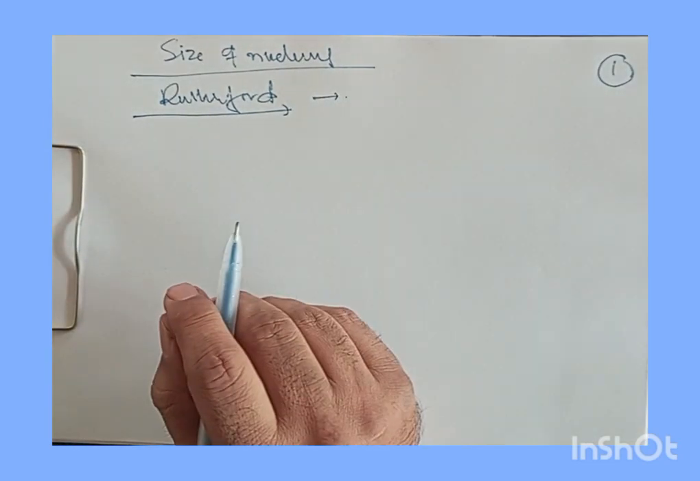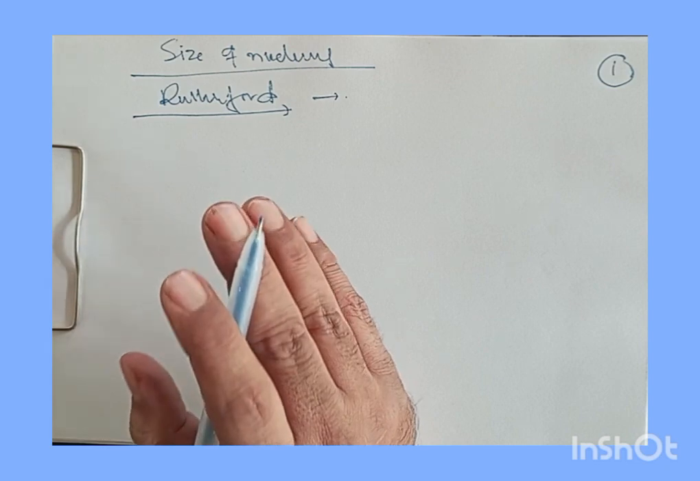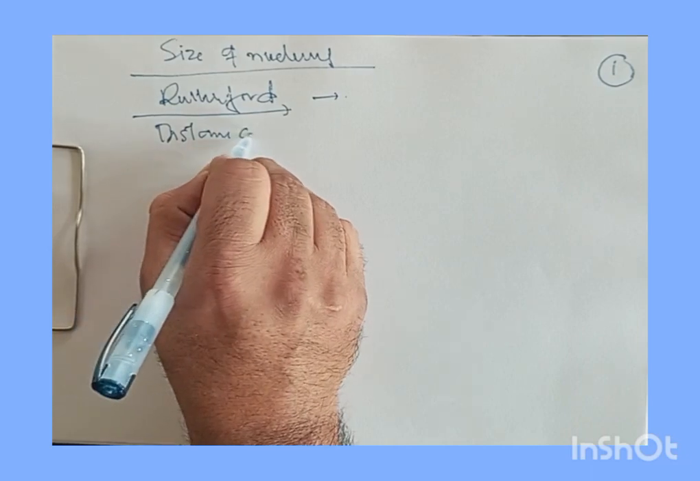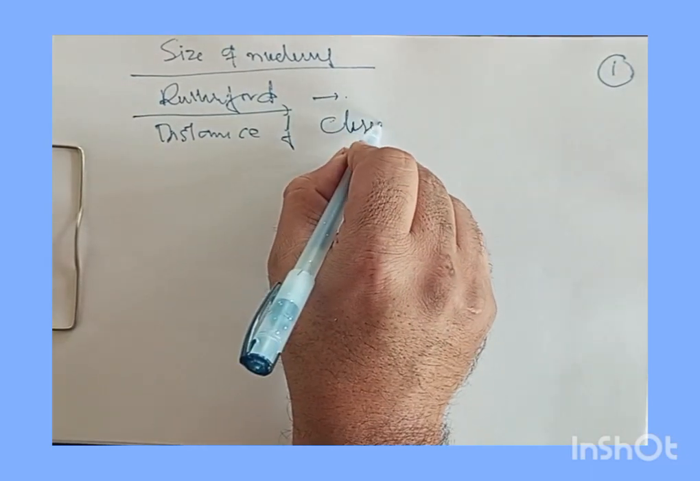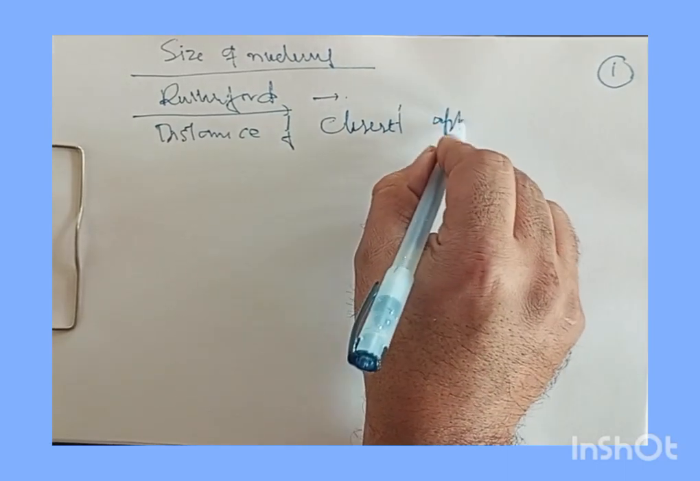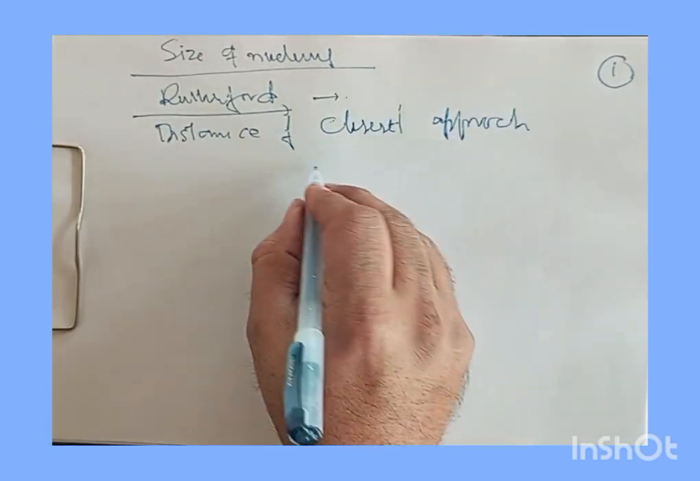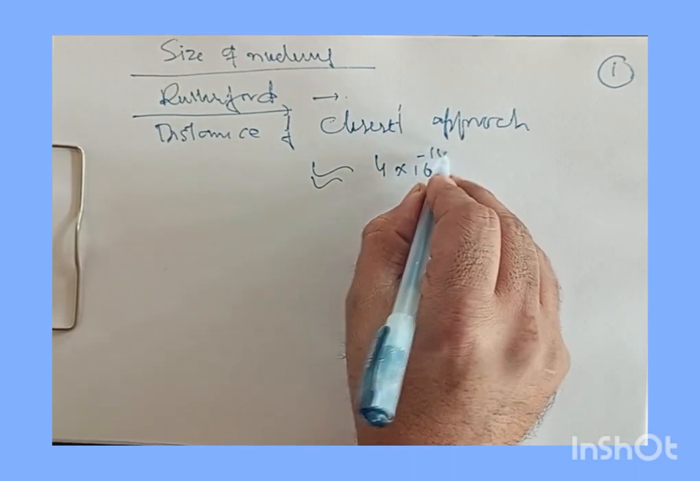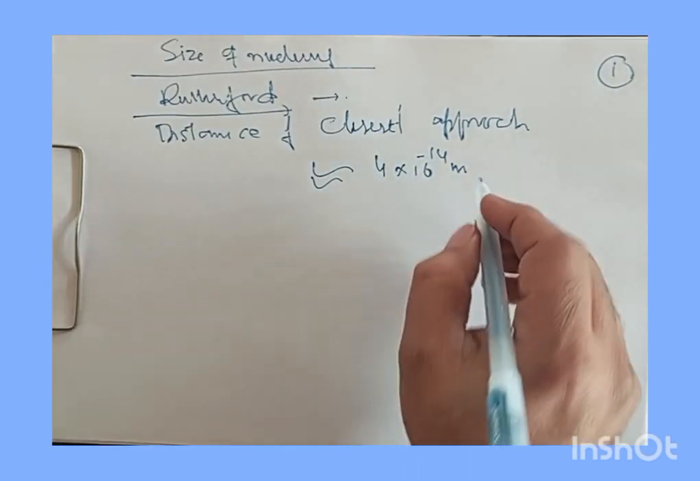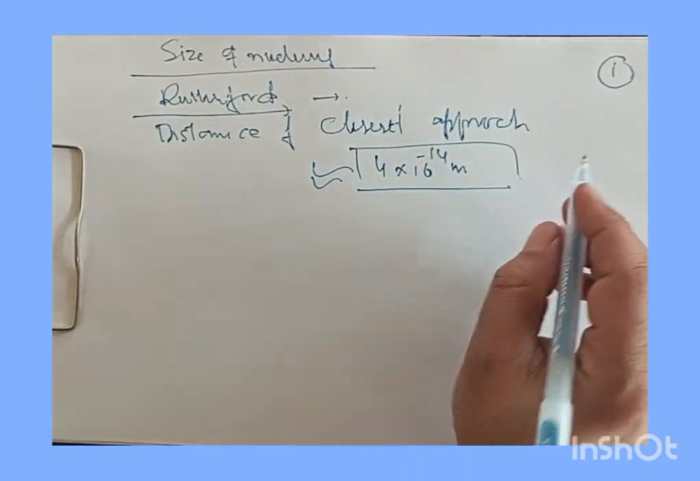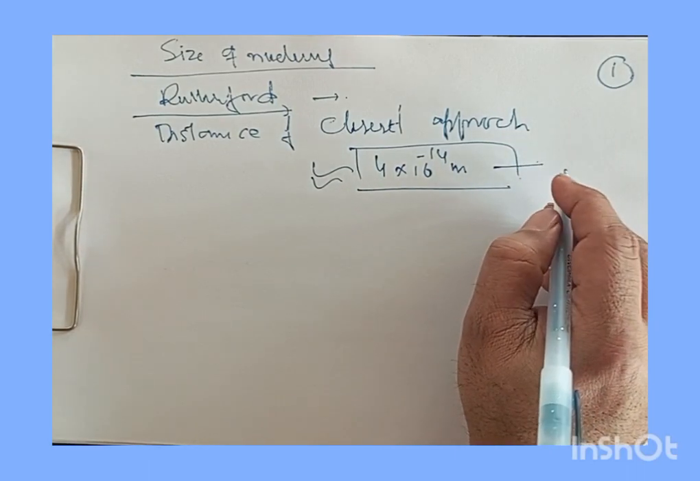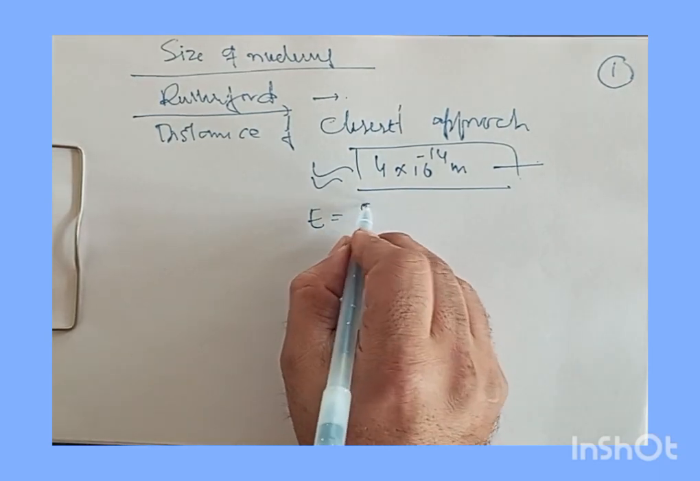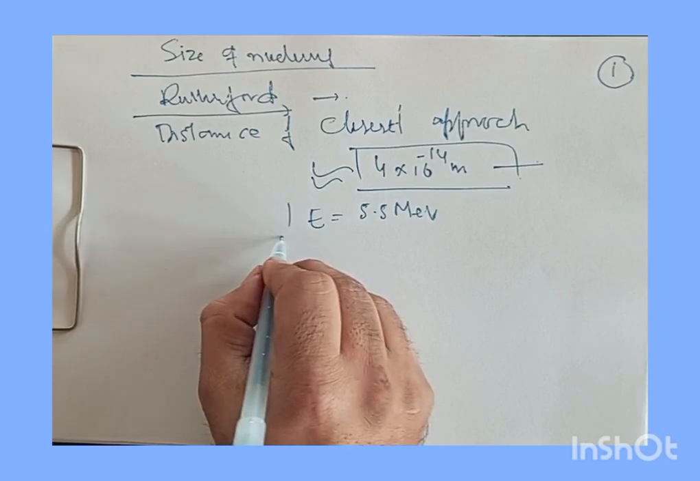So he scattered these alpha particles, and what he was able to calculate is the distance of closest approach. And this distance was found to be nearly 4 times 10 to the power of minus 14 meters. This size was calculated for the energy of the alpha particles that were used. The energy was nearly 5.5 mega electron volts.